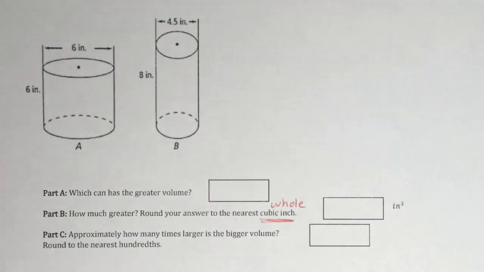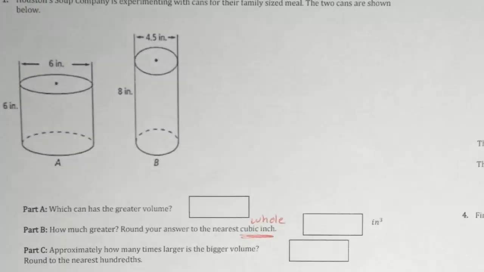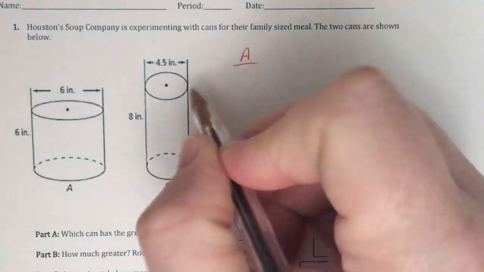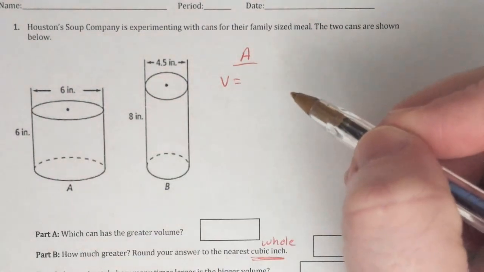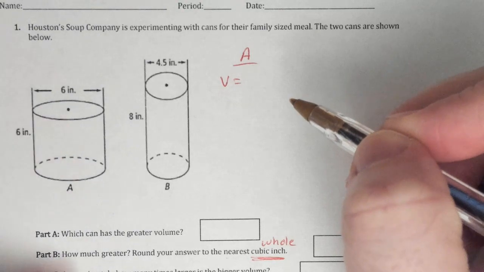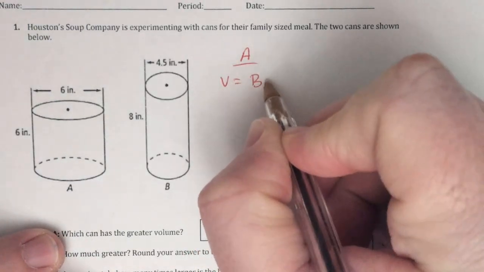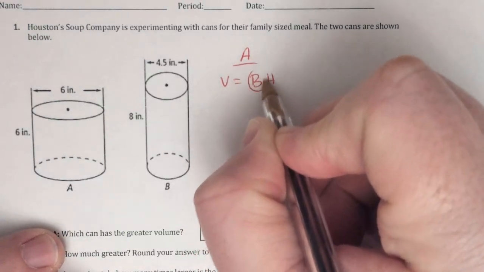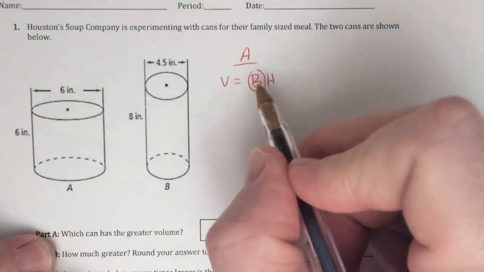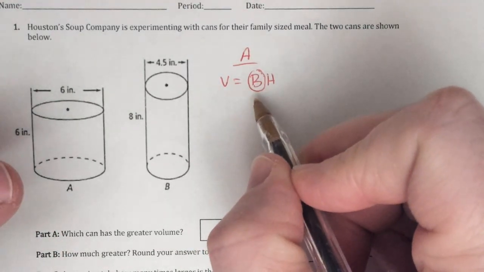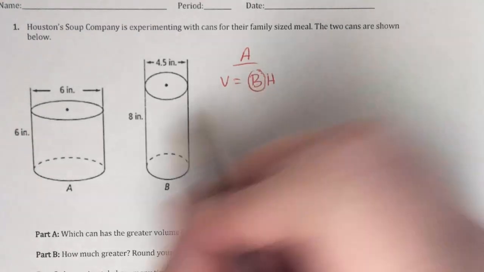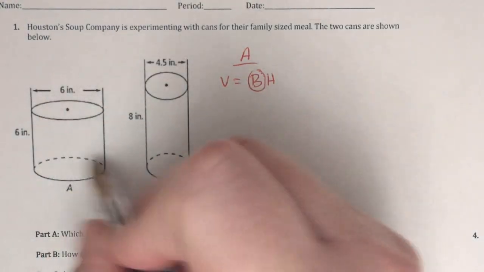So for A, I'm going to change this up just a little bit. The volume of a 3D prism, so this is a prism, is base area times the height. Now, what shape was the base? So we always want to change the B and the P, the base area or the perimeter of the base. So B is really a circle. That's the shape of the base.